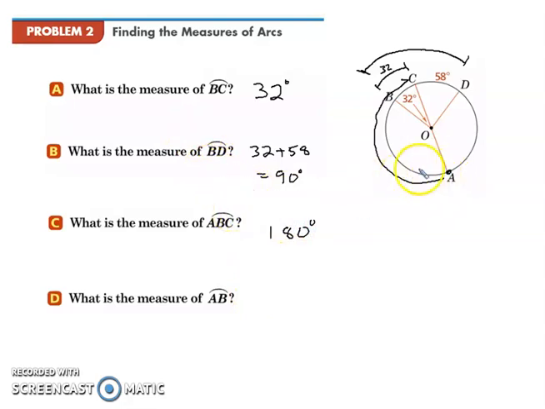Finally, arc AB, which starts at A, winds around here just to B. So what I'm going to notice this time is we already figured out that arc ABC was a semicircle, or 180 degrees. And now to get AB, I'm really just going to cut out the 32 degrees. And so how I'm going to get this one is to take the semicircle ABC and just subtract 32 degrees. And that's going to give me a grand total of 148 degrees.